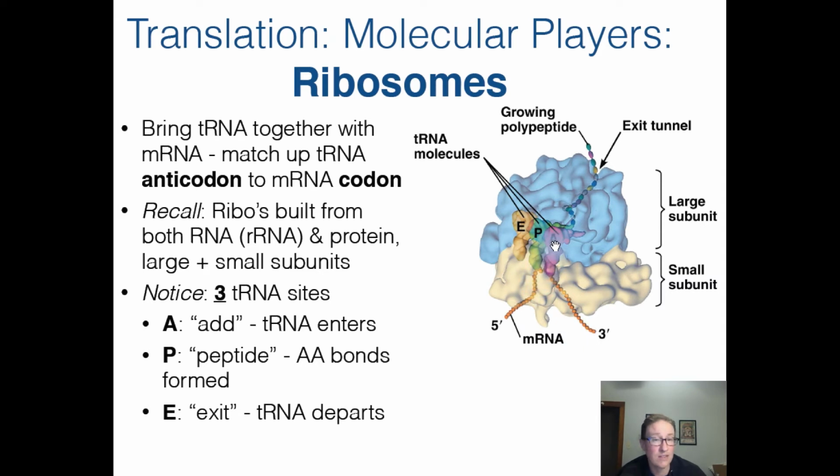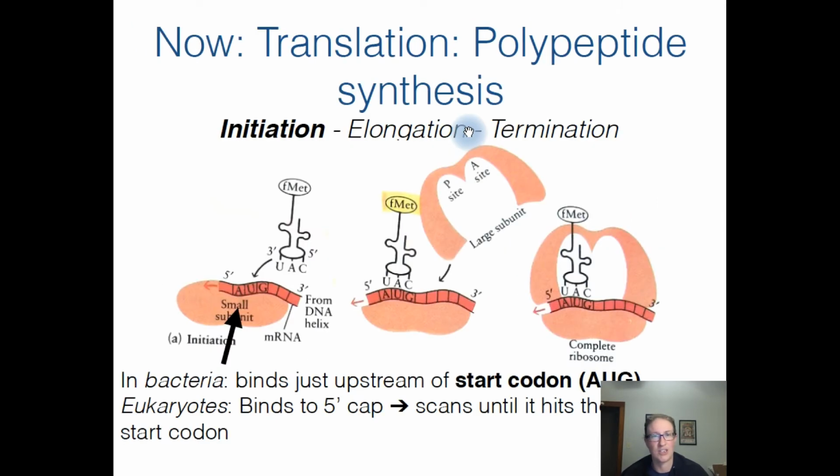So those three sites are nicknamed the A, P, and E site, and that stands for the add site, the peptide site, and the exit site. And so tRNAs are going to come in here at the A site. Then at the peptide site, the amino acid that's on the tRNA is going to be added to the growing protein or the growing polypeptide. And then the tRNA will shift into the exit site and it will exit without its amino acid anymore. So ribosomes are the real workhorse for the process of translation.